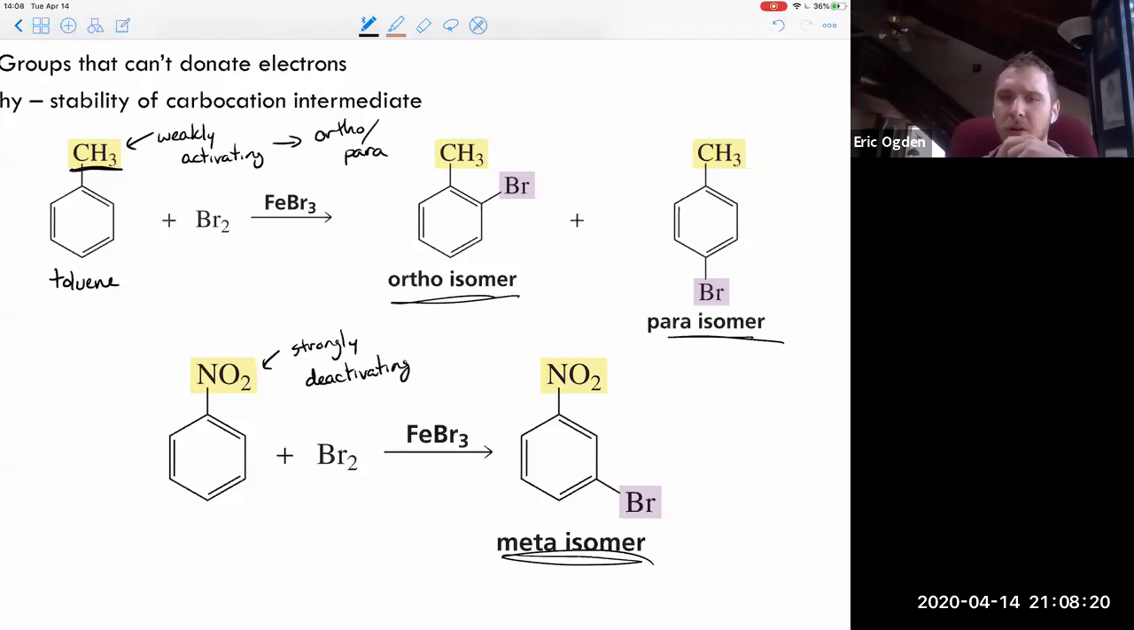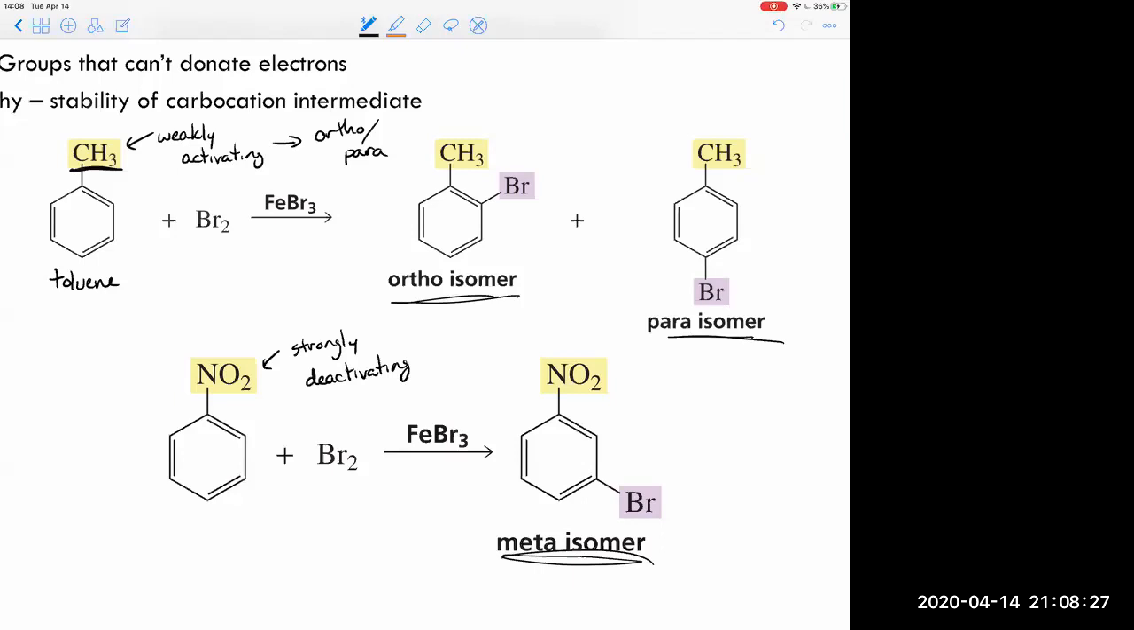For the ortho and para isomers, will there be a percentage of each one, or will it be 50-50? Yeah, totally. That's sort of what we're building to. We'll see that in a second. For now, just hammering home: activating or electron donating, you want to think ortho-para products. Deactivating or electron withdrawing, you want to think meta.